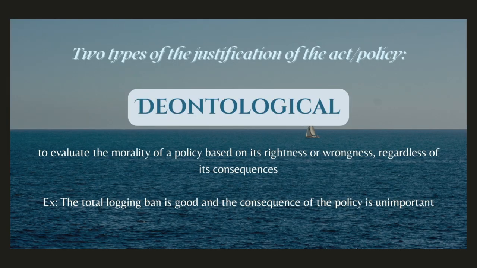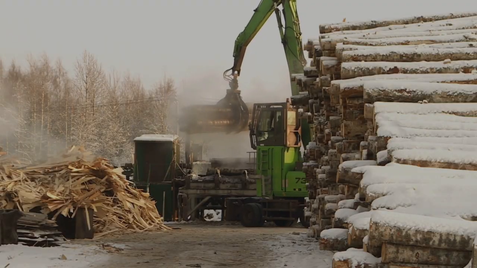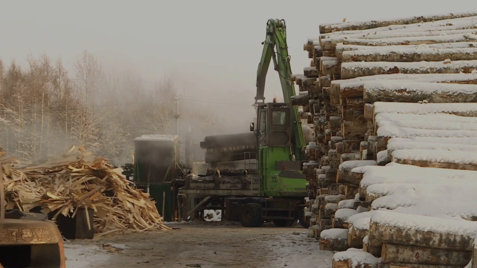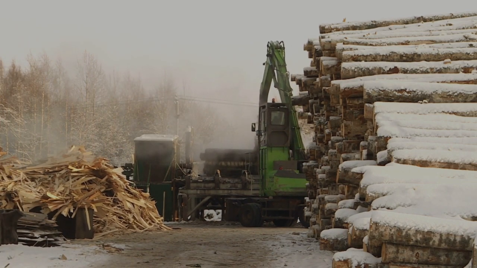So now, we are at the last part of Module 4, in which we will be talking about the two types of justification of the act or policy. First, let's talk about deontological. This means to evaluate the morality of a policy based on its rightness or wrongness, regardless of its consequences. Our example for this is, the total logging ban is good. This is deontological because we just look at the fact that total logging ban is good. We don't think of the consequences that the total logging ban would bring. We just know that we should ban logging.